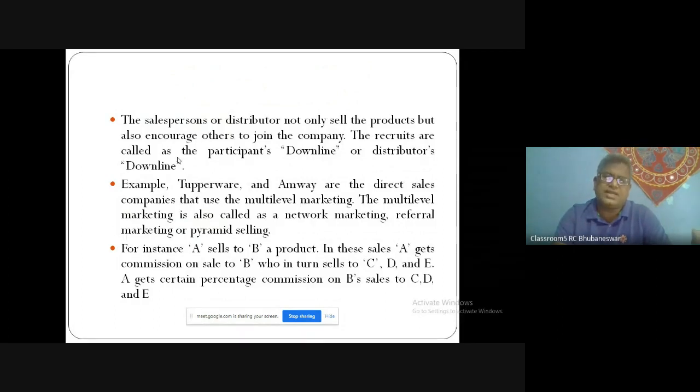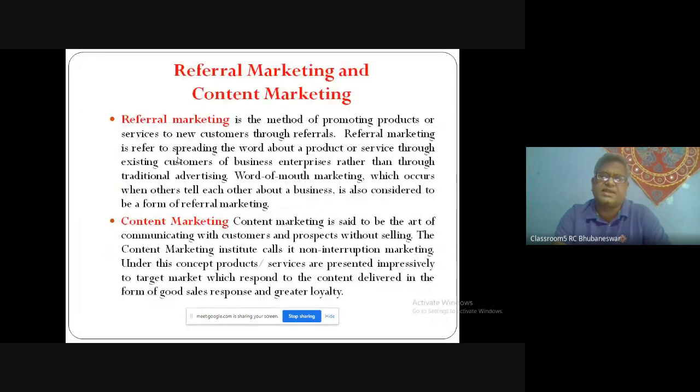It is also called referral marketing, pyramid selling, and network marketing. Referral marketing means spreading the word about your product and services through existing customers. You can promote to a new customer through a referral system. And content marketing is also there. These are the emerging issues.